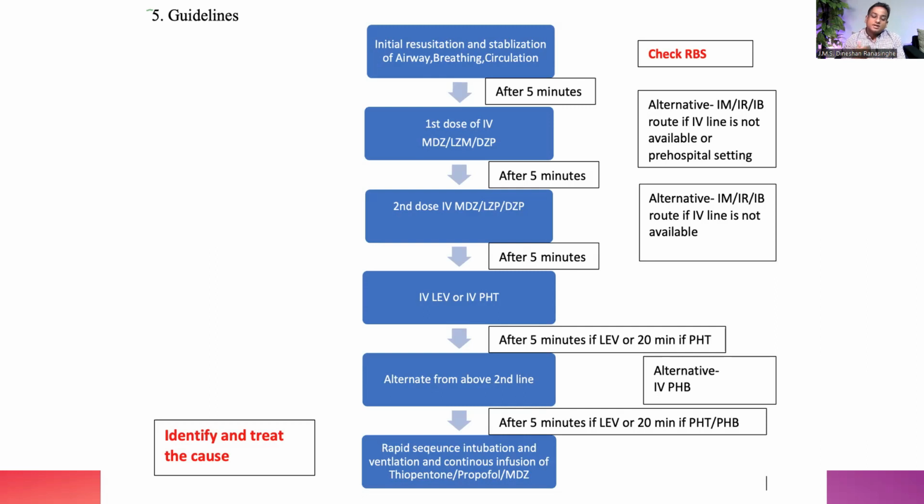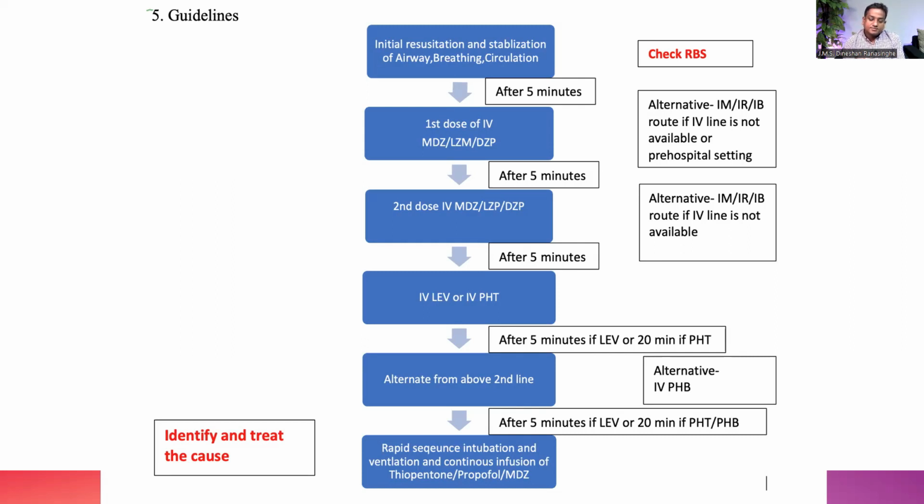Now, if the seizure goes on for another 5 minutes, then you would give a second dose of your benzodiazepine, what you have, midazolam or diazepam. Again, by this time, you must have an IV line in or intraosseous line in. But if you are still scared to put an IV line or intraosseous line, then you might have to think about the other routes. If the seizure goes on for another 5 minutes, then give phenytoin, levetiracetam, or phenobarbital.